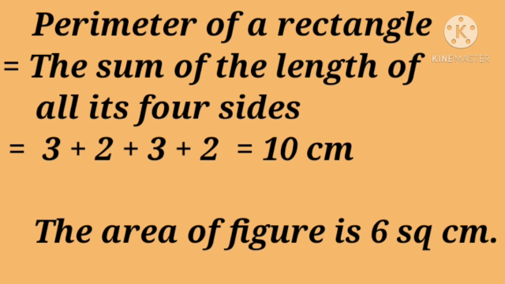Perimeter of a rectangle is equal to the sum of the lengths of all its 4 sides, that is equal to 3 plus 2 plus 3 plus 2, that is equal to 10 centimeter. And to find out the area of the figure, we have to count how many small square boxes are there in the rectangle. So that is 6. So the area of the figure is 6 square centimeter.